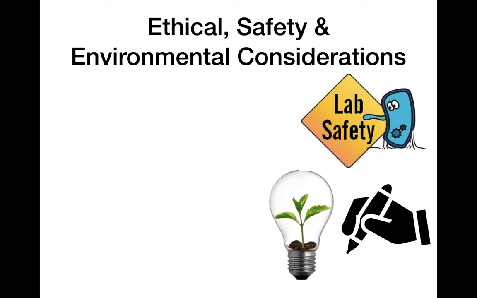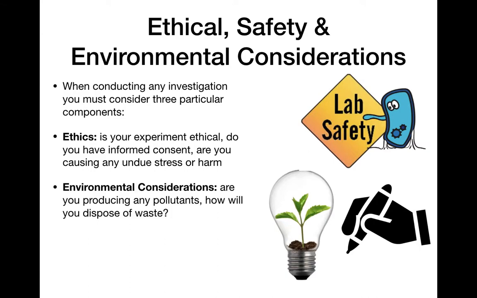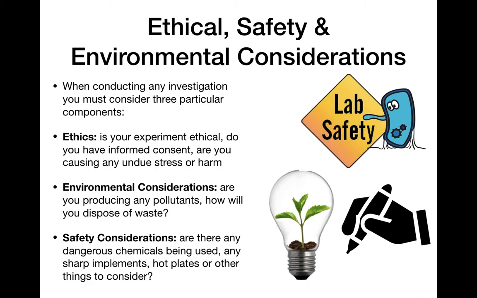So in your lab, there are just 3 kinds of considerations you have to talk about in your IA, and for every lab you should be talking about them. Ethics: is it ethical? Do you have informed consent, and are you causing any undue stress or harm? Environmental: are you producing any pollutants? If you have waste products from a chemical reaction of some sort, how do you dispose of the waste products that are pollutants? And safety: are there any dangerous chemicals being used, any sharp implements, hot plates, Bunsen burners, anything else that can be dangerous. So we have lab safety, we have the environment, and we have ethics. You have to consider all 3 of those for your investigations, every investigation.